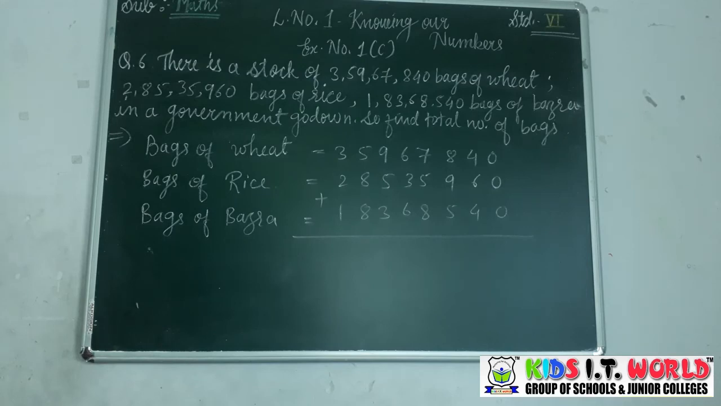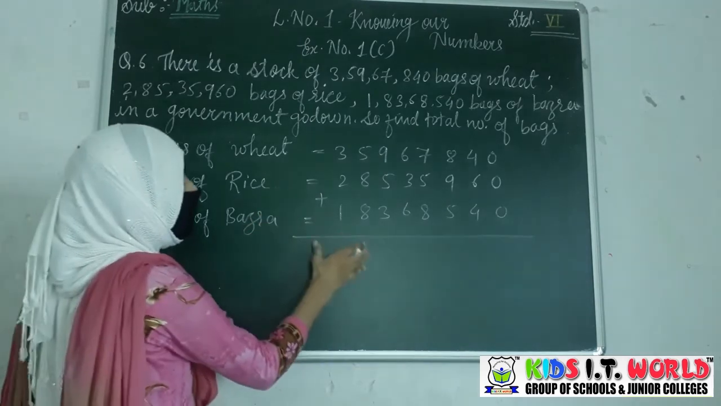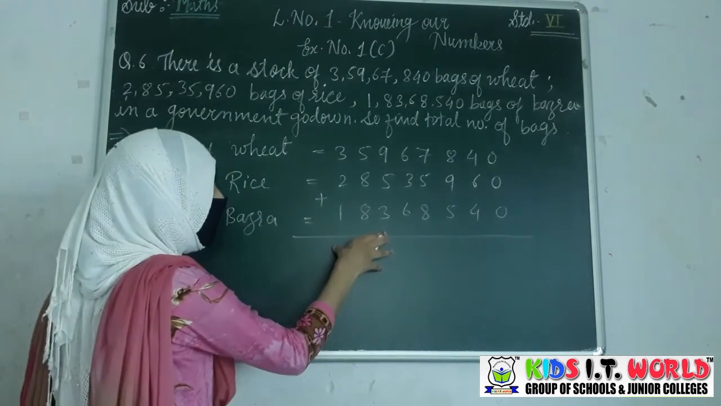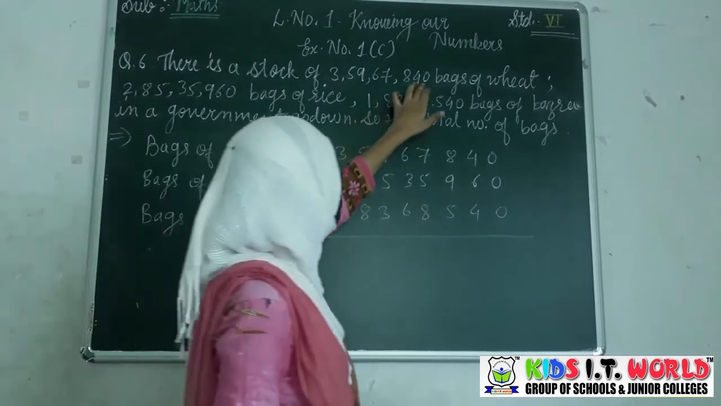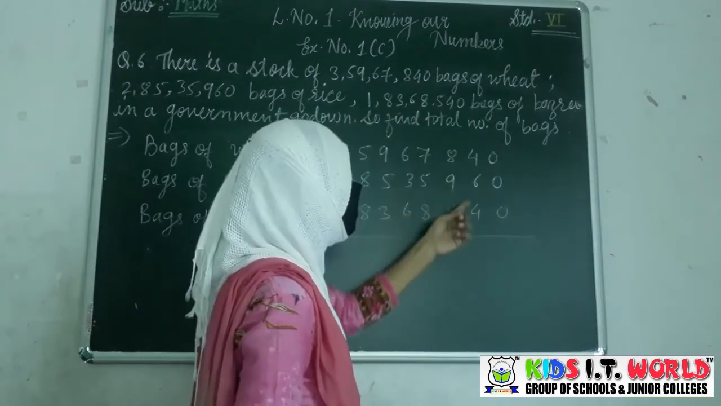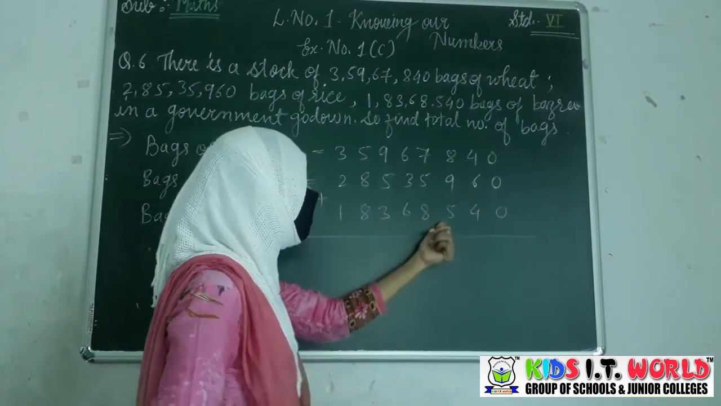So here in the answer, we will write first what is given to you. Here bags of wheat, bags of rice and bags of bajra are given to you. Now when we do the addition of these three things, we will get the total number of bags. So let's do it. First of all, arrange the numbers properly with the same place value. Means 1 should come under the ones, 10 under the tens, 100 under the hundreds.